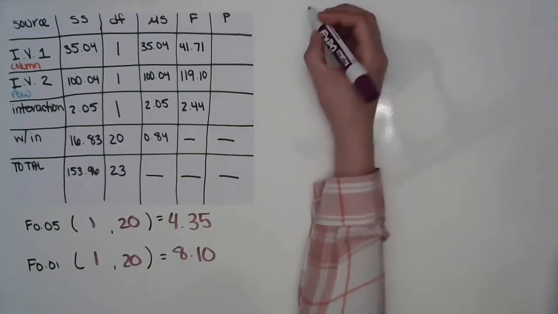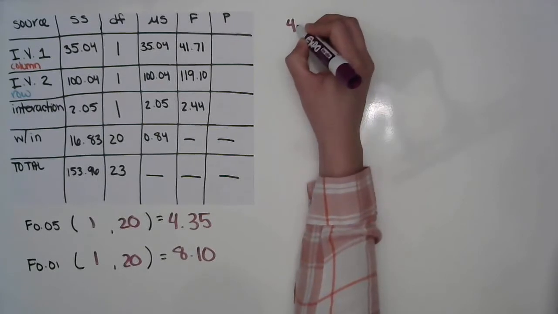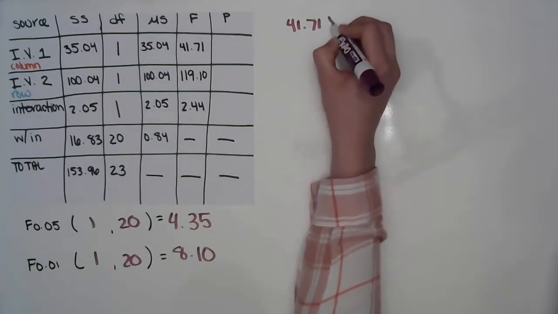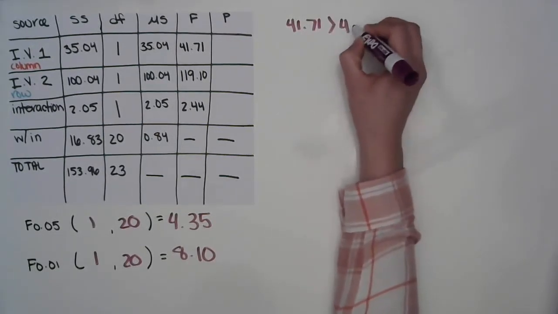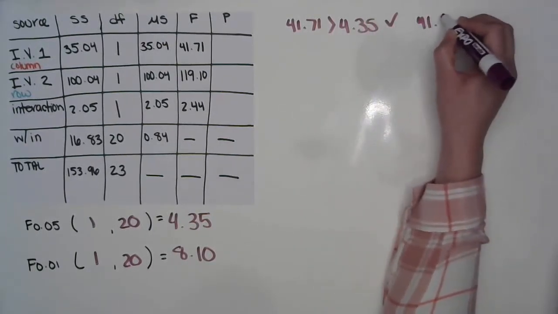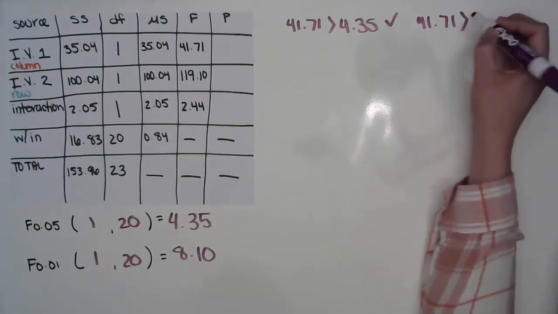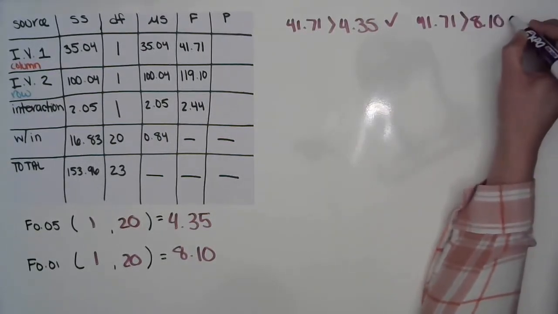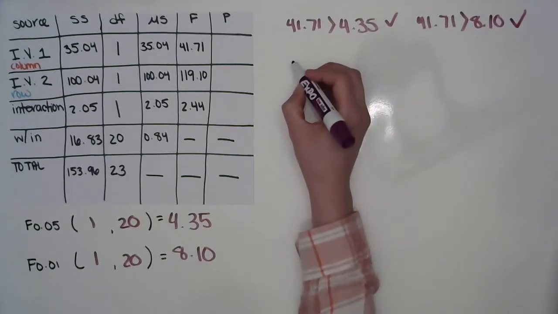8.10. Now that we have that, we are going to compare our F values to these values here. So let's take our first value here. We have 41.71. Is that greater than 4.35? Yes. Is 41.71 greater than 8.10? Yes, it is.